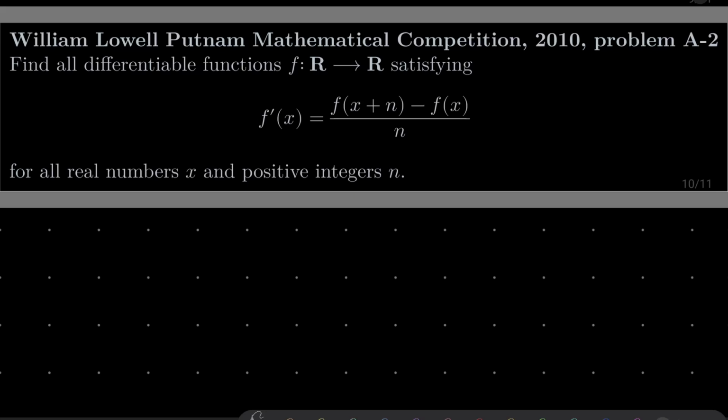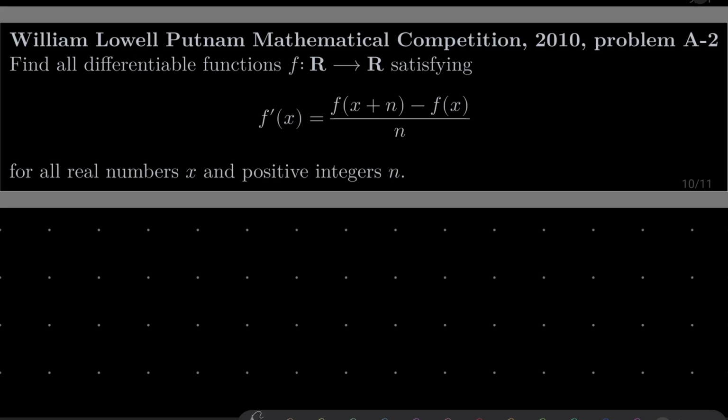Hello friends, in this video I'd like to solve the following problem from the Lowell Putnam Mathematical Competition, year 2010, problem A2. We wish to find all differentiable functions f from the set of real numbers into itself, satisfying the following equality: f prime of x equals f of x plus n minus f of x, all over n, for all real numbers x and positive integers n.